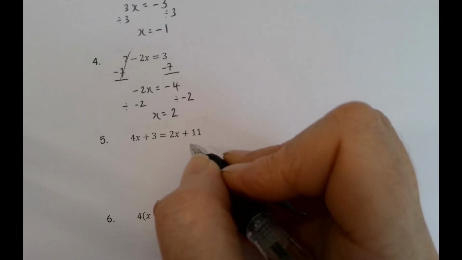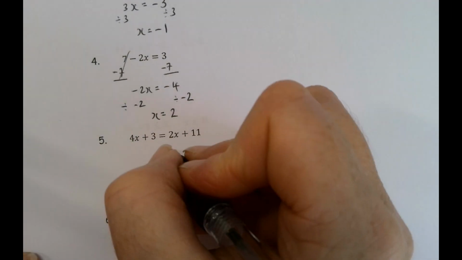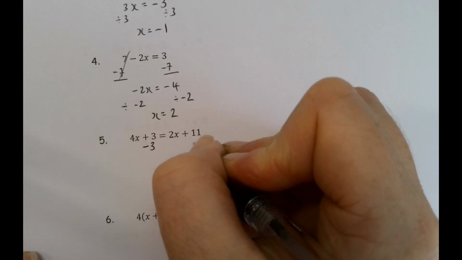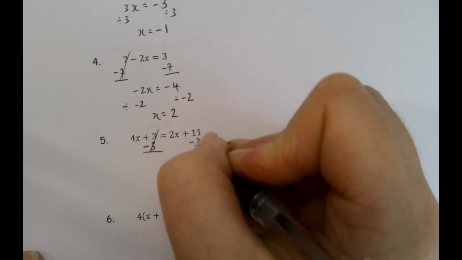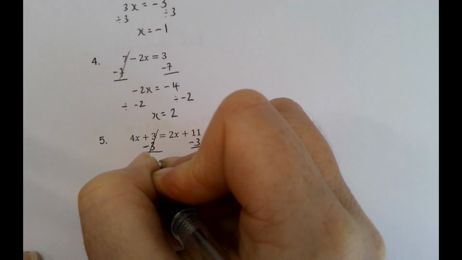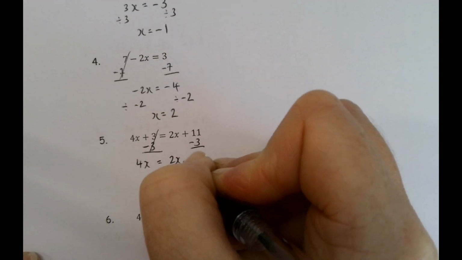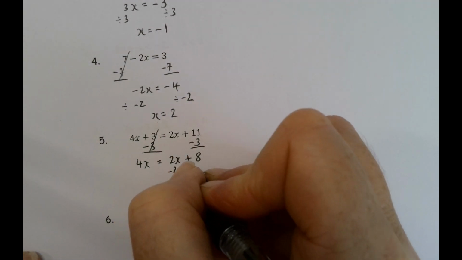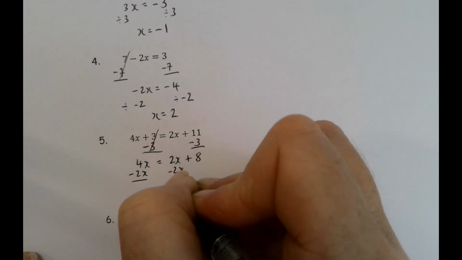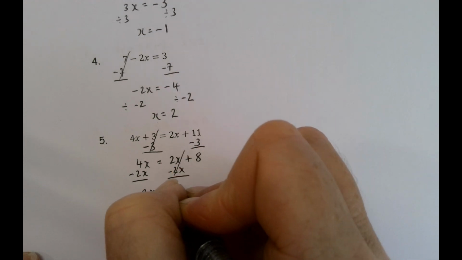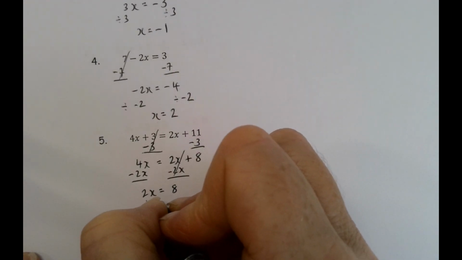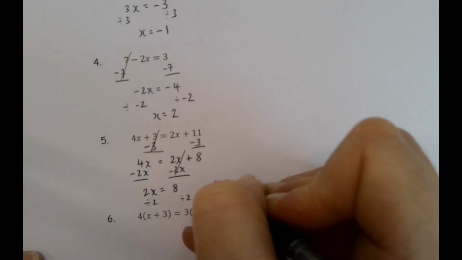4x plus 3 is equal to 2x plus 11. So I'm going to deal with the numbers first. Let's get 3 away from there. So that's going to be 8. So 4x is equal to 2x plus 8. That 2x is in the wrong place. Subtract 2x from both sides. 2x is equal to 8. Divide by 2, divide by 2, x is equal to 4.